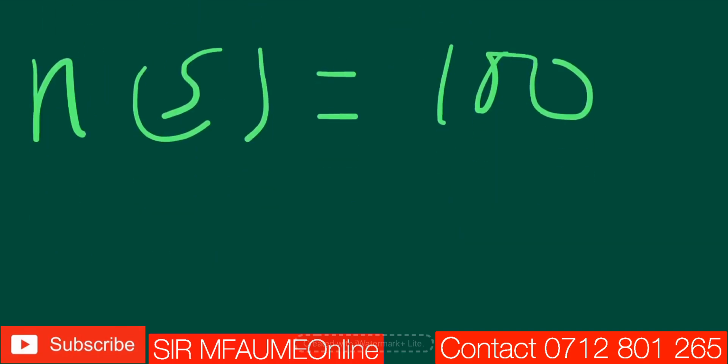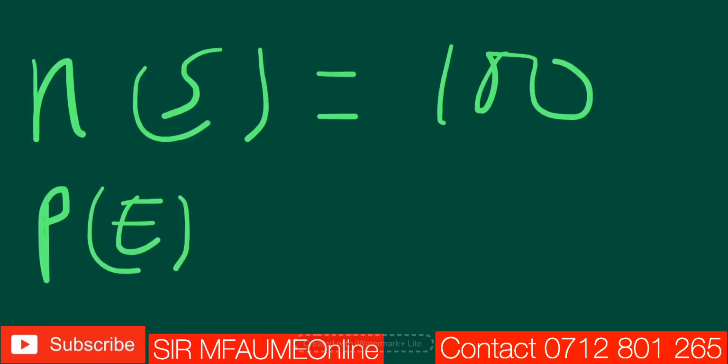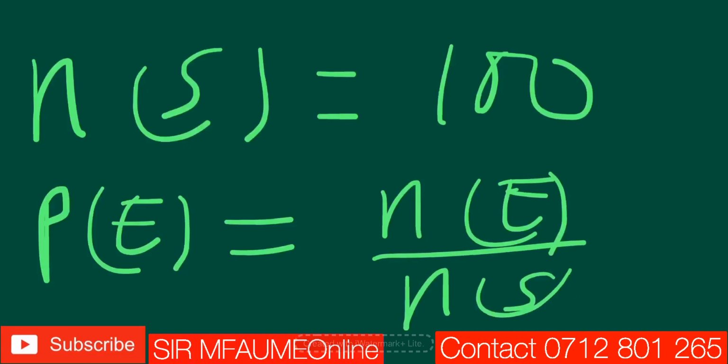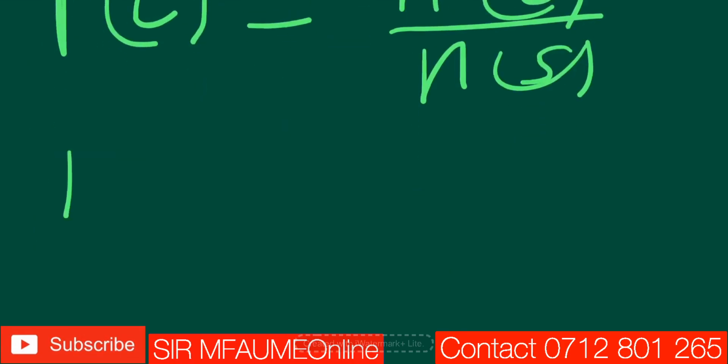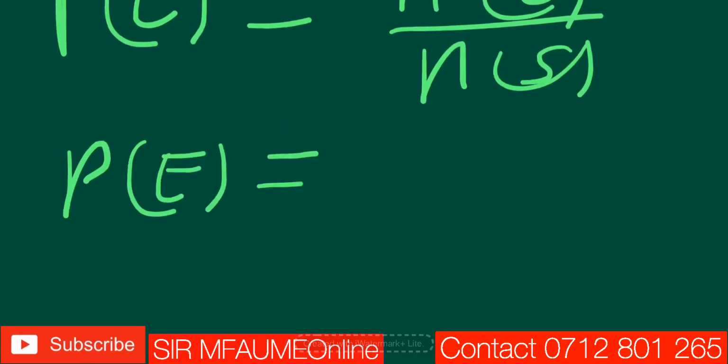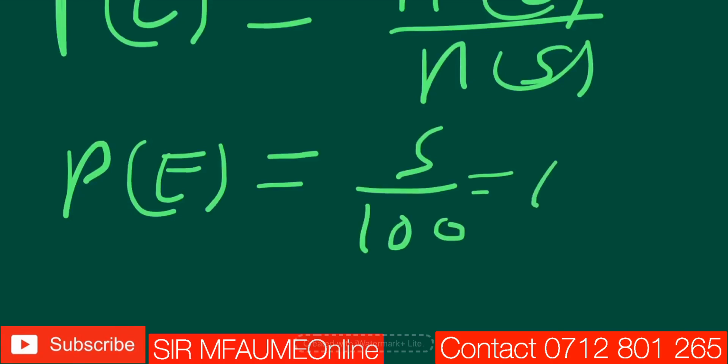Okay, now from there, probability of an event is equal to number of event divided by number of sample. So the probability of the event will be equal to 5 divided by 100, and this will be equal to 0.05.